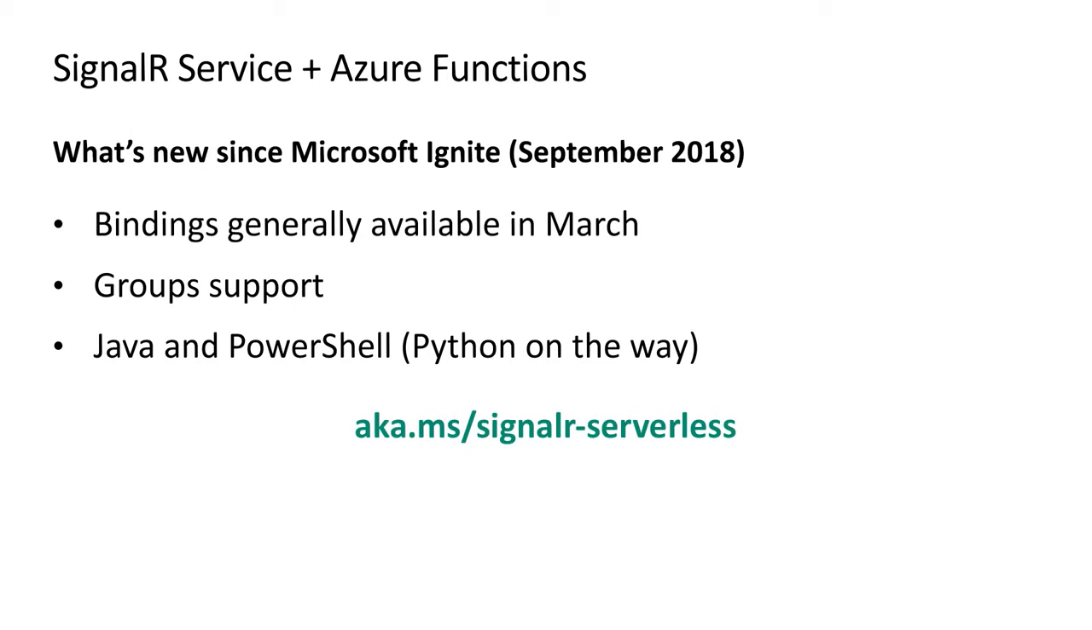Let's talk about what's new since I last spoke about this at Ignite. I guess the biggest one is that the Functions bindings for SignalR Service are now generally available. And they also support groups now. So you can send messages to groups using the output bindings for Azure Functions. And we also added support for Java and PowerShell. And Python's on the way, working on that. This is a link to a serverless developer guide for SignalR Service, if you want to note that down.